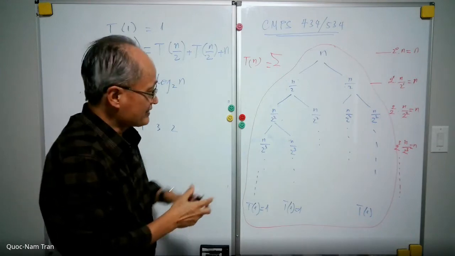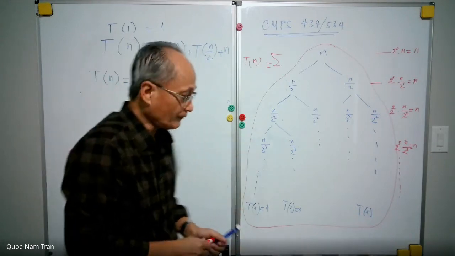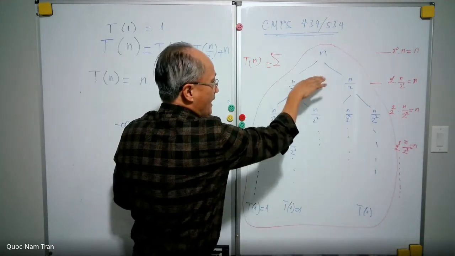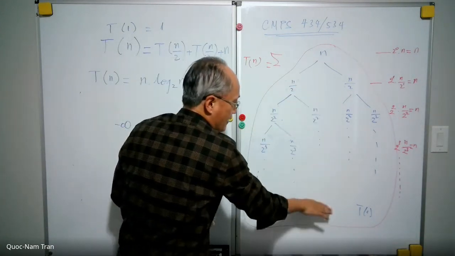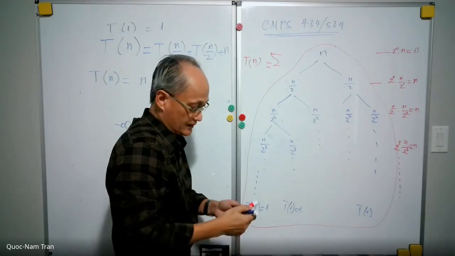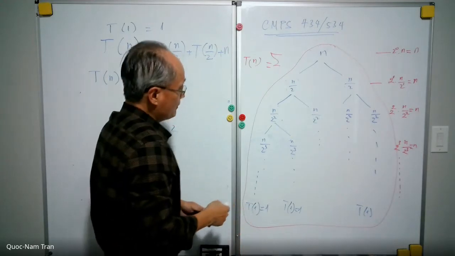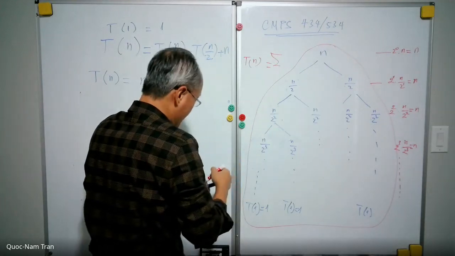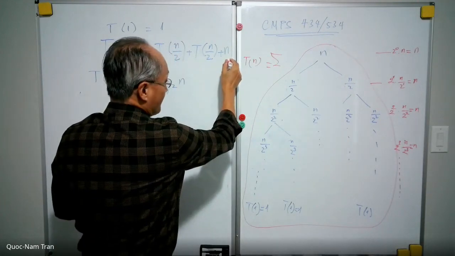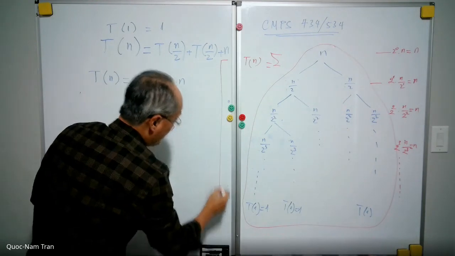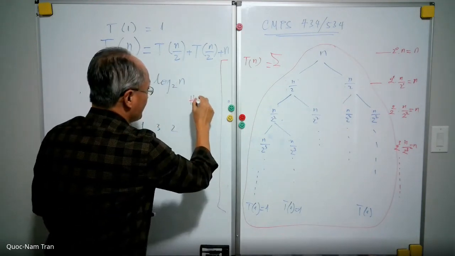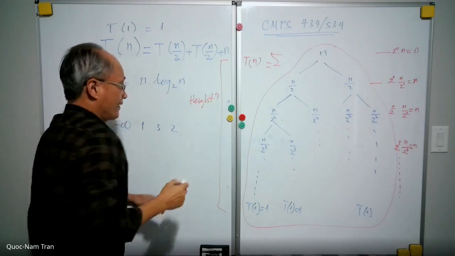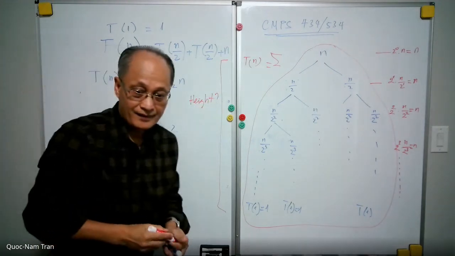Okay? So that's simple, right? So now, we want to know how many levels this tree should have. In other words, we want to know what is the height of this tree. What is the height of this tree? Okay.